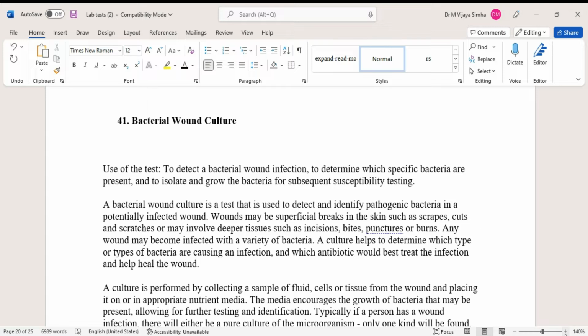A bacterial wound culture is a test that is used to detect and identify pathogenic bacteria in a potentially infected wound. Wounds may be superficial breaks in the skin, such as scrapes, cuts, scratches, or may involve deeper tissues such as incisions, bites, punctures, or burns. Any wound may become infected with a variety of bacteria. A culture helps to determine which type of bacteria are causing an infection and which antibiotic would best treat the infection and help heal the wound.